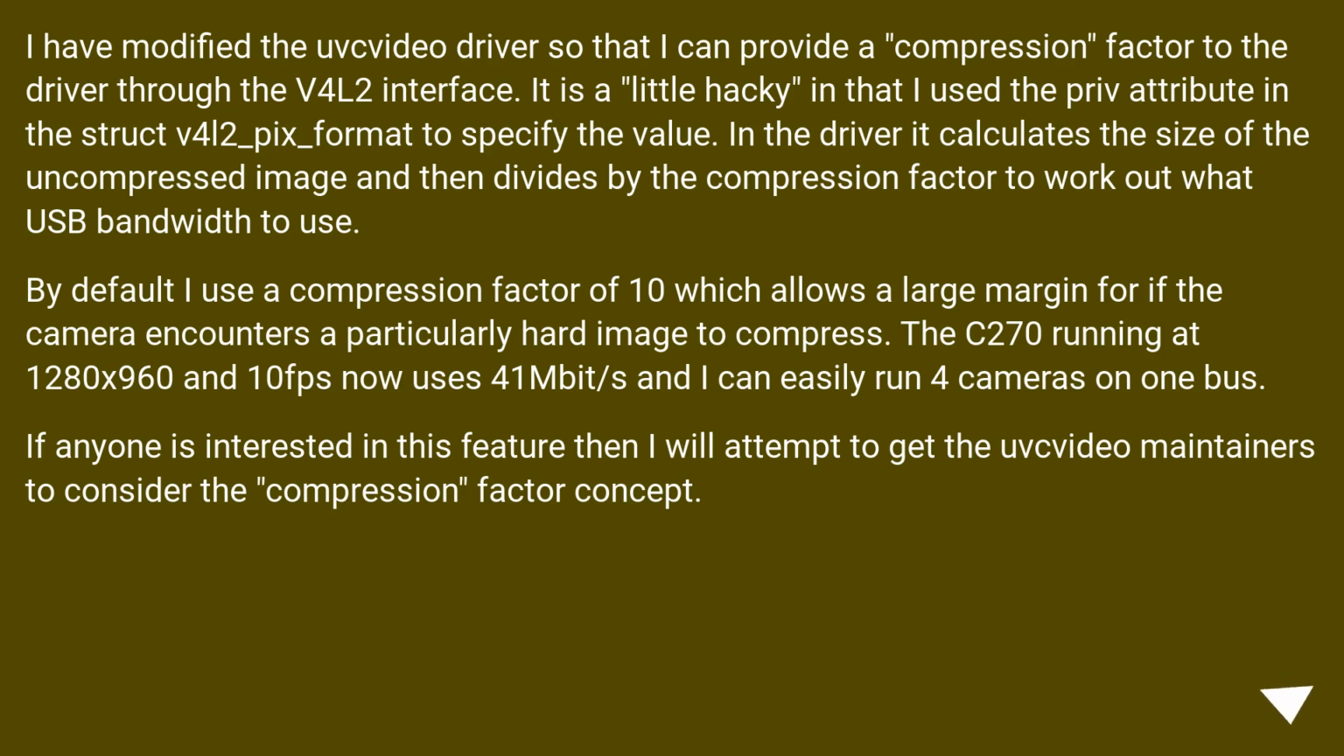By default I use a compression factor of 10, which allows a large margin for if the camera encounters a particularly hard image to compress. The C270 running at 1280 by 960 and 10 fps now uses 41 Mbit/s and I can easily run 4 cameras on one bus. If anyone is interested in this feature, then I will attempt to get the webcam maintainers to consider the compression factor concept.